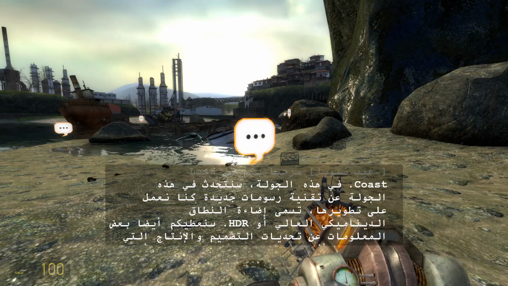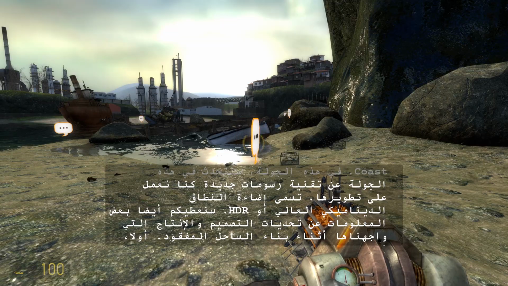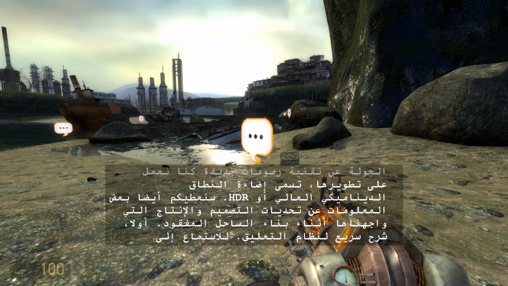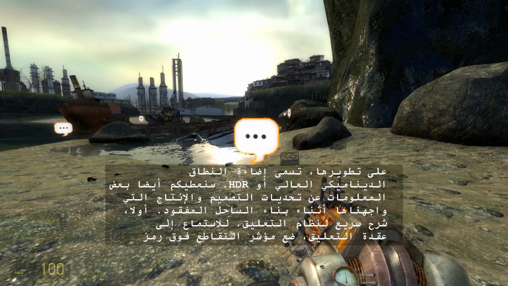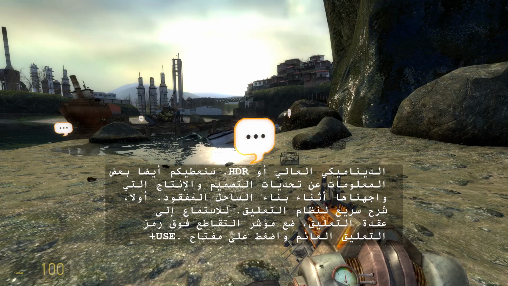In this tour, we're going to be talking about a new graphics technology we've been developing called High Dynamic Range, or HDR. We'll also be giving you some insight into the design and production challenges we faced during the construction of the Lost Coast.